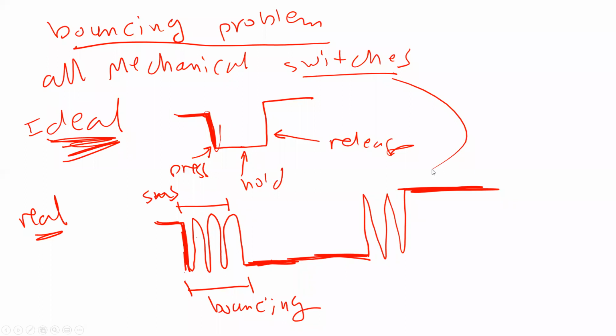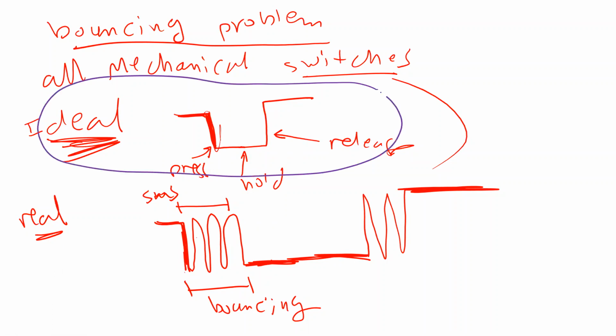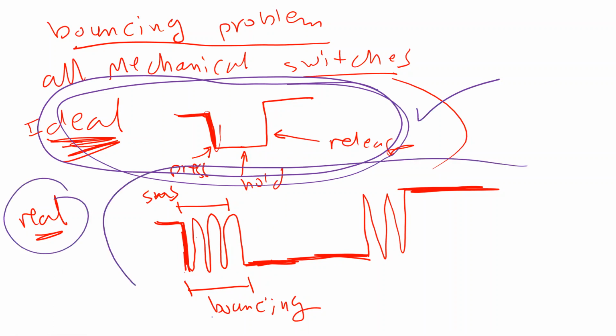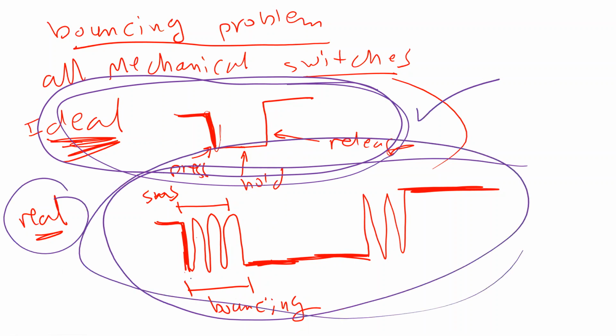Let me change the color to show you. What I'm saying, guys, is that what I explained earlier is the ideal case, an ideal mechanical switch. In reality, the mechanical switch should look something like this. There should be some bouncing here and bouncing here. This is because of the spring and the mechanical parts.